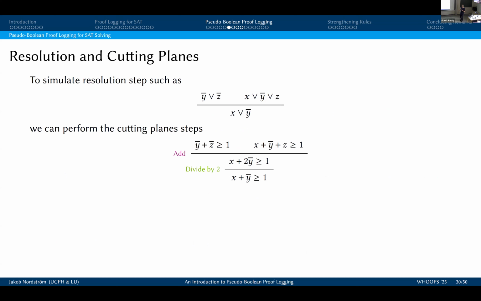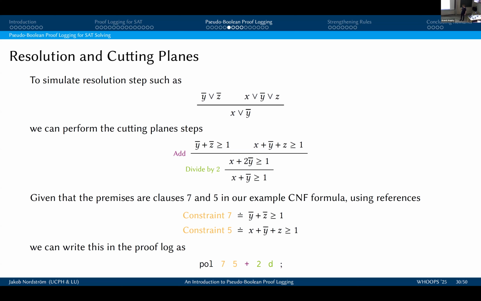Just to see that this is also sufficient to do proof logging for SAT, if I take these 2 clauses and resolve them, then as linear inequalities, the clause not y or not z is just not y plus not z greater or equal 1. x or not y or z is just x plus not y plus z greater equal 1. I can add them up, and then I can divide by 2, and this is just the resolution step. This is a complete generic thing. I just add and divide by 2. That is essentially resolution.